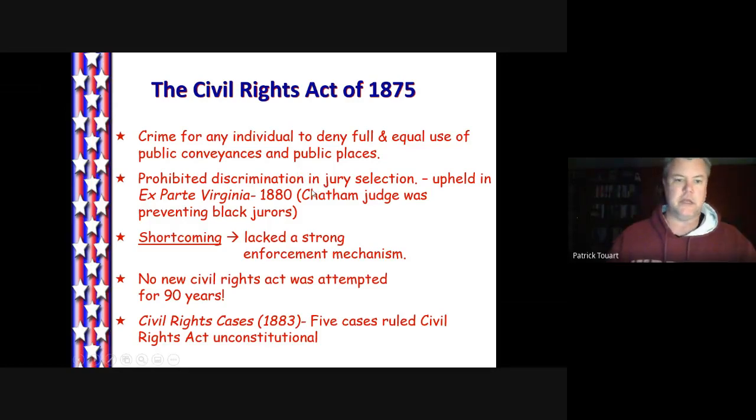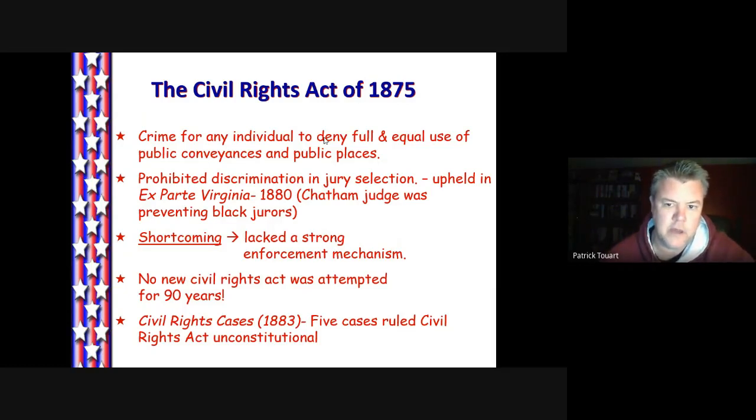You can't be discriminated against in jury selection. We have a case here in Chatham, Virginia, one of the civil rights cases, where the federal judge orders the judge in Chatham to allow black jurors to serve on juries, but without any sort of federal intervention, and there's no enthusiasm for either grant. Keep in mind, this is amidst the Panic, the long depression, the Great Depression of 73 to 79. And they just don't enforce this.